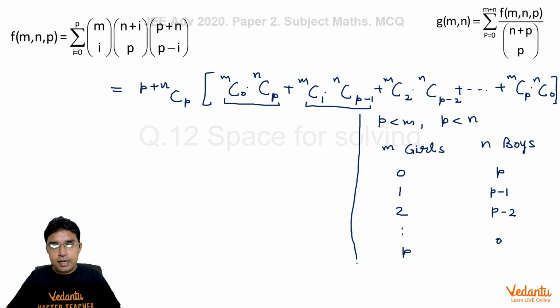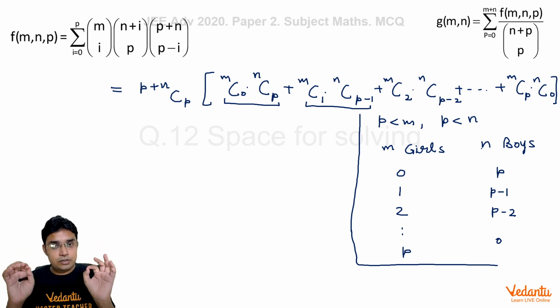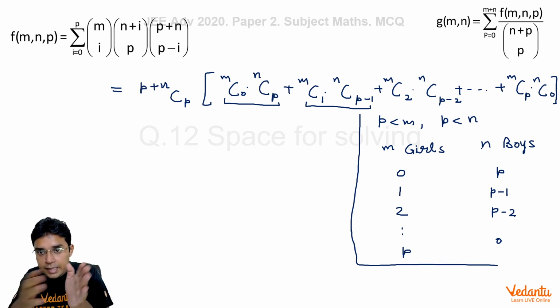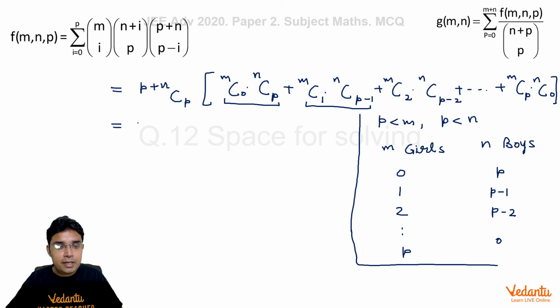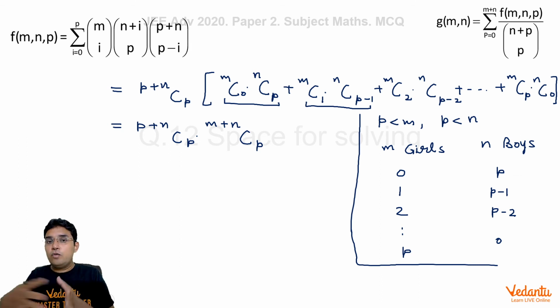So what exactly is this summation giving us? It is actually giving us all possible selections of m girls and n boys, out of which we are taking only p persons. P persons irrespective of how many of them are girls or how many of them are boys. So this entire summation can be directly written as, please understand, m plus n CP. I hope that is clear. Okay, the same thing can be seen with the coefficient method also.